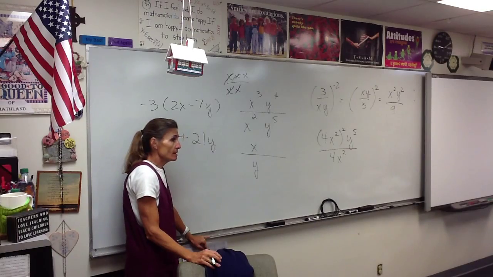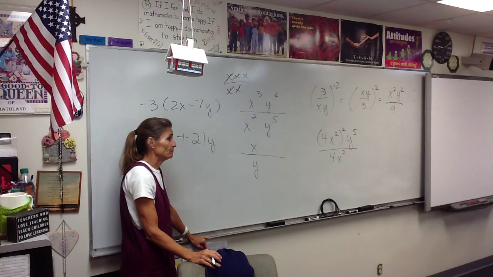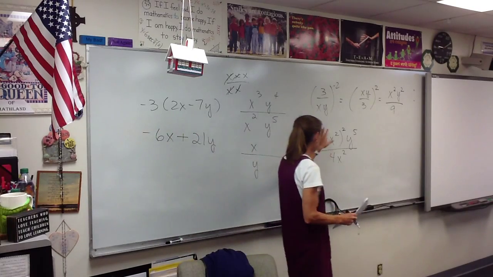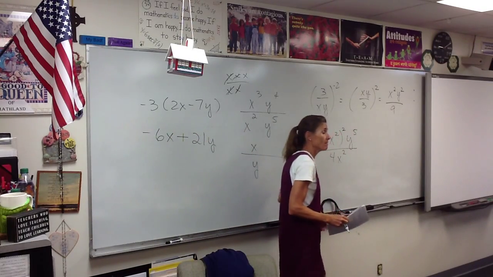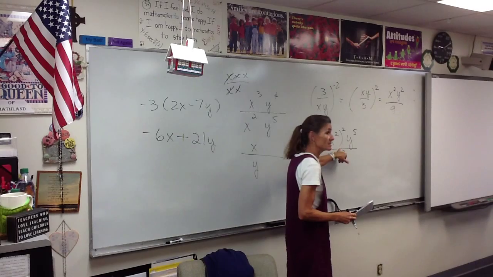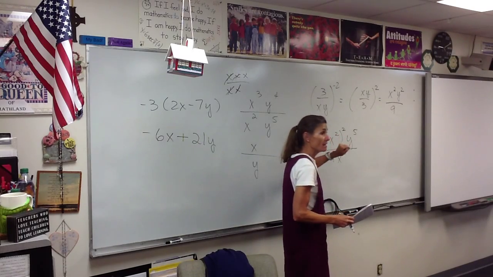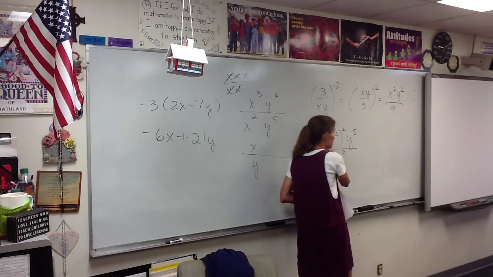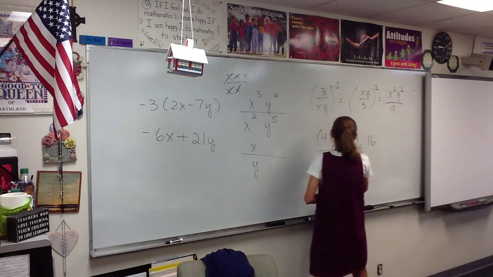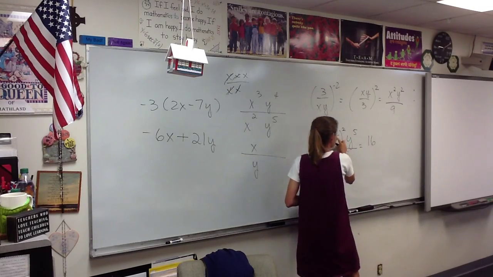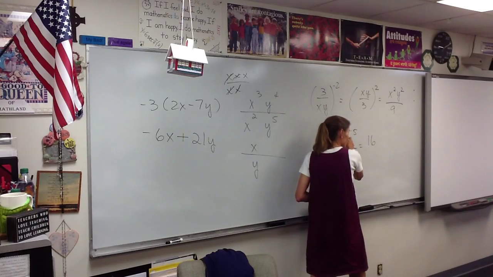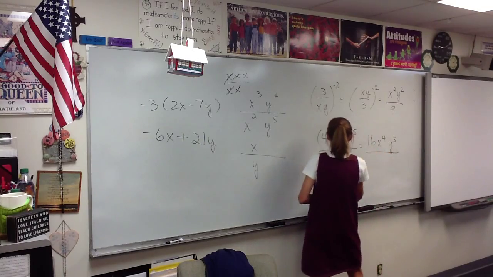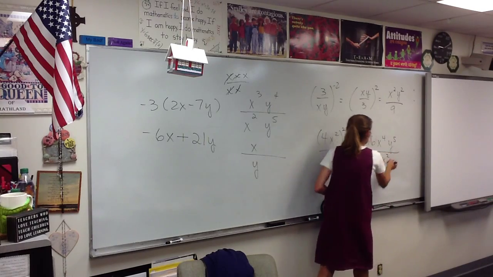Any ideas how to start? Square the 4x squared. Take care of this parentheses right here. You're exactly right, Mr. Vaughn. You're going to take care of that parentheses. Now, when you say square that, you mean square everything in there. So that's going to become 16. Now be careful, this is x squared squared. So that'll be x to the 4th. Good job.